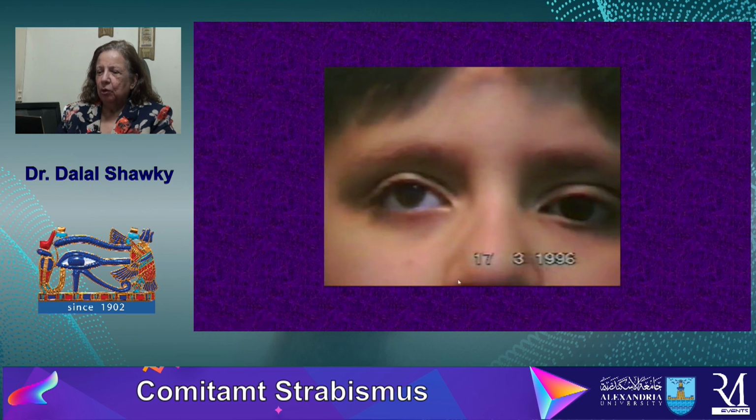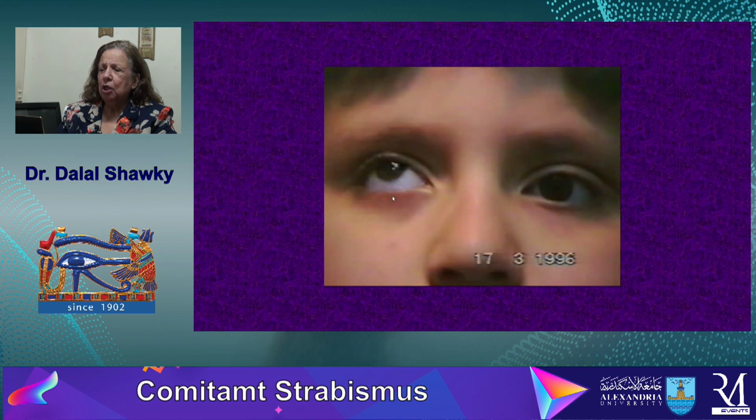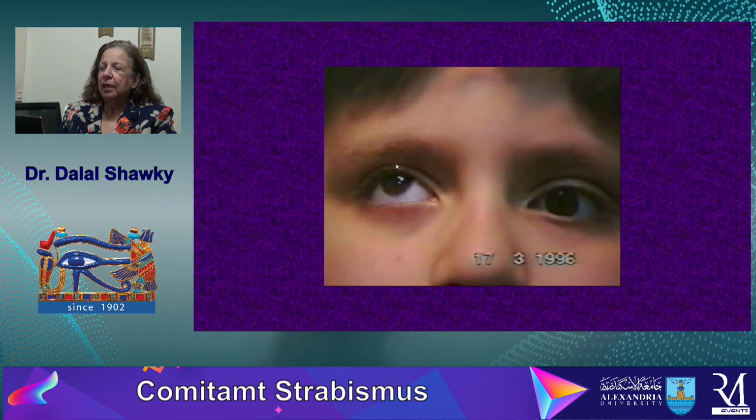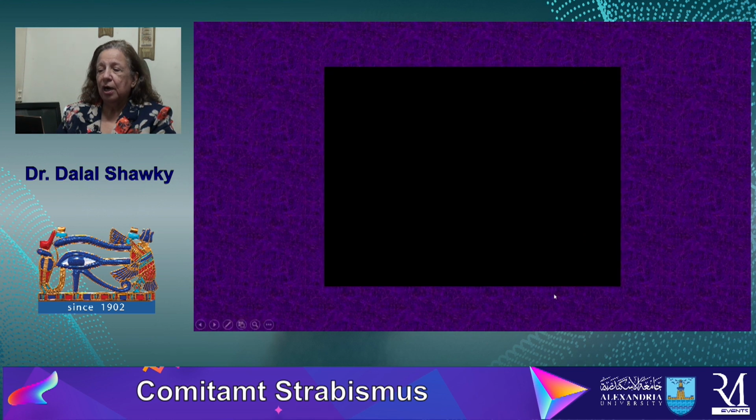Here is the video. Look at the right eye. During periods of visual inattention, there is hypertropia of the right eye, and then it returns without hypertropia of the other eye.